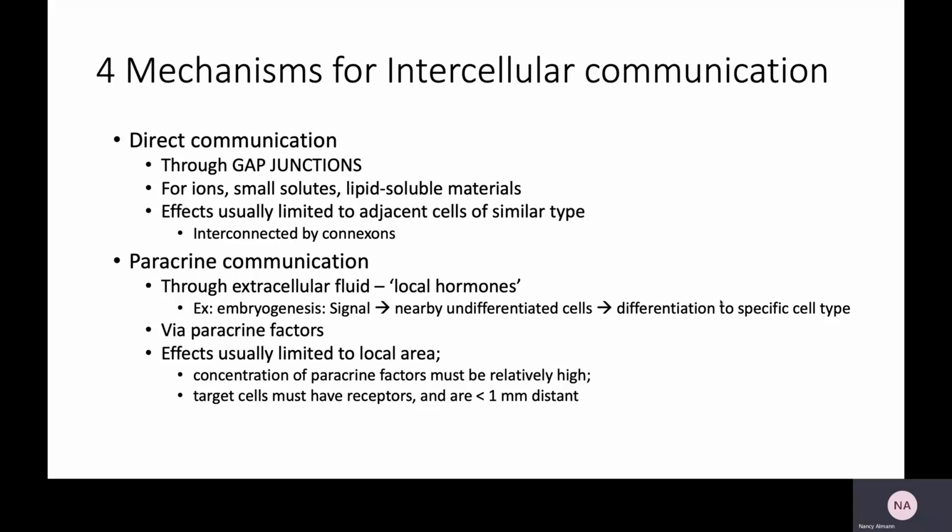Classic example of that is during embryogenesis. A paracrine factor is released by a cell. It will be moved or transported to nearby undifferentiated cells, and it'll trigger those cells to differentiate into a specific type of cell. The effects of these paracrine factors are usually limited to a small area. The concentration of those factors has to be relatively high, and in addition to that, the target cells have to have receptors and are less than a millimeter distant.